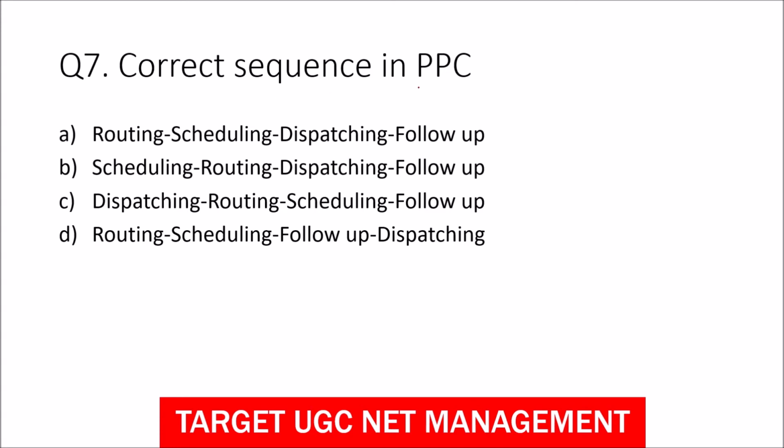Correct sequence in production planning and control. Question 7. So the correct sequence is routing, scheduling, dispatching, and follow-up. Scheduling is not at the first, okay? Dispatching is at the second last, and follow-up is at the last, okay? The correct option is option A.